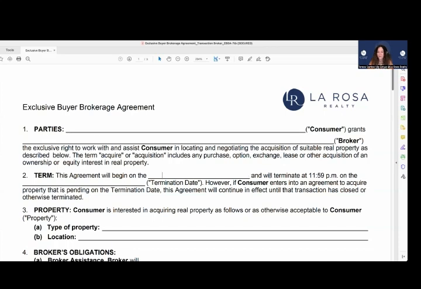Okay. So, and we'll terminate at 11:59 p.m. on the end of the termination of this agreement. Now, I recommend minimum 6 months. Totally up to you. We all know some buyers take 2 weeks to buy a house and some buyers take 6 months to 9 months to buy a house.